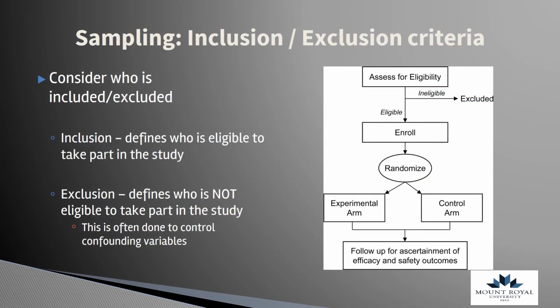So sampling inclusion-exclusion criteria, we talked about this last week, and this is where we consider who is included and who is excluded. And inclusion basically defines who is eligible to take part, and exclusion defines who is not eligible to take part. And largely, exclusion criteria is done to control those confounding variables, as we talked about last week, things that could impact your results.